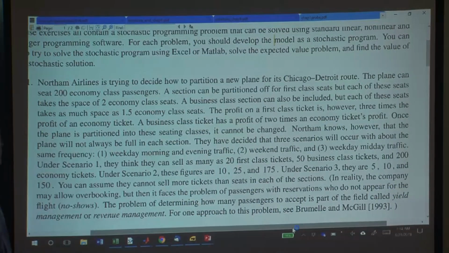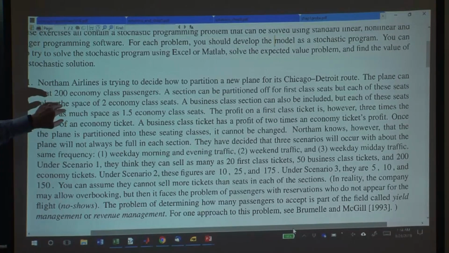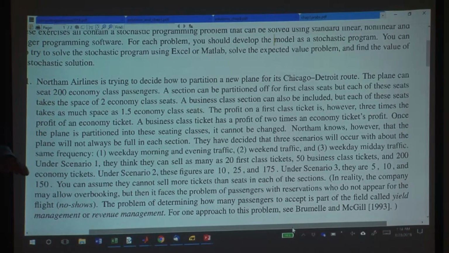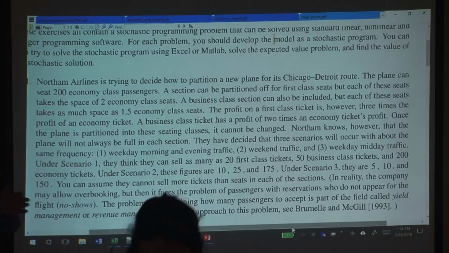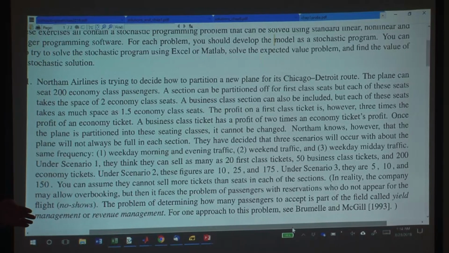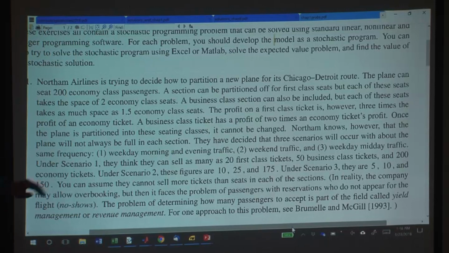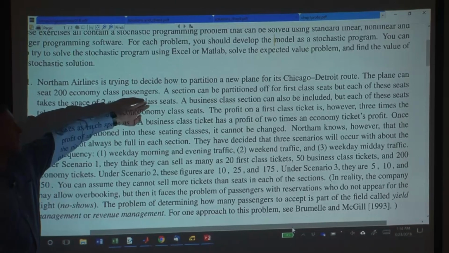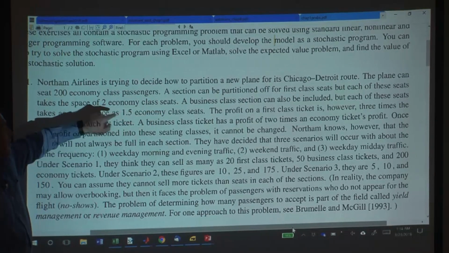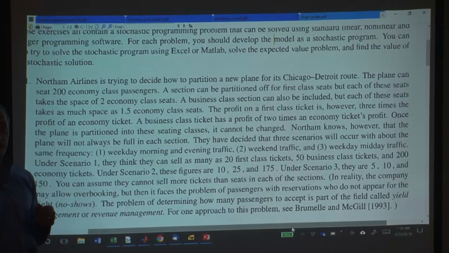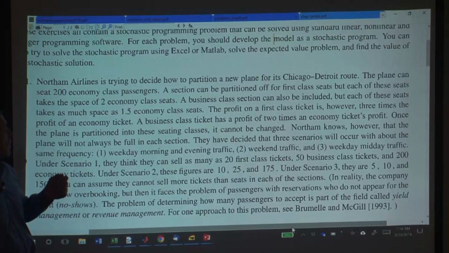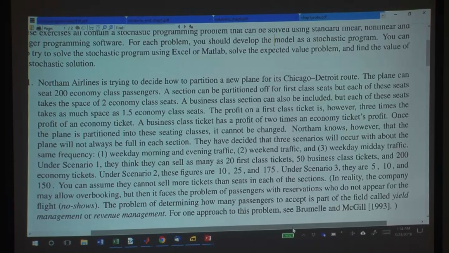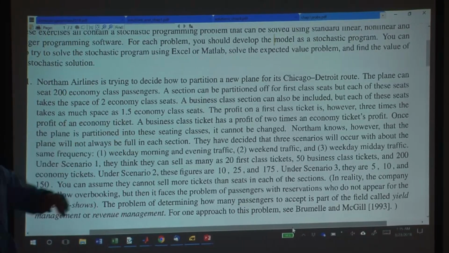It says we have a plane, and the plane has space for 200 economy seats. So if you put economy seats in the entire plane, you could get in 200. But you can also divide the plane up into different sections. You could divide it, for example, into a section for first class, and every first class seat takes up 2 economy seats. You could also add a section for business class, and every business class seat takes 1.5 economy class seats.